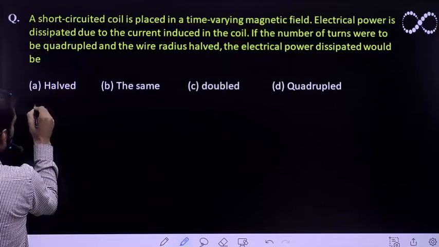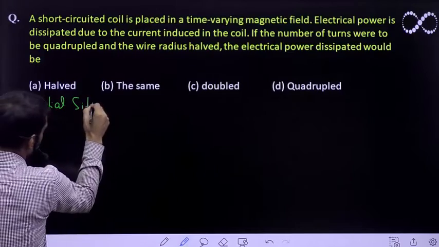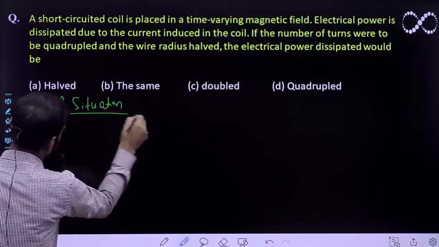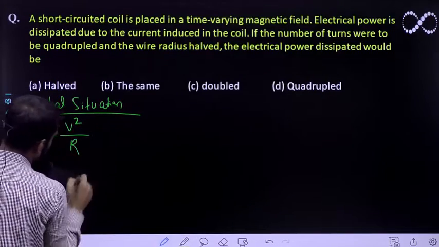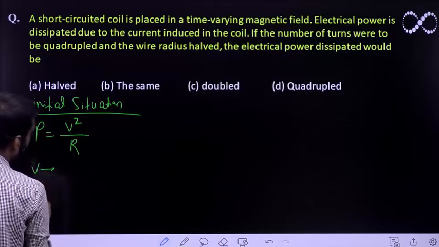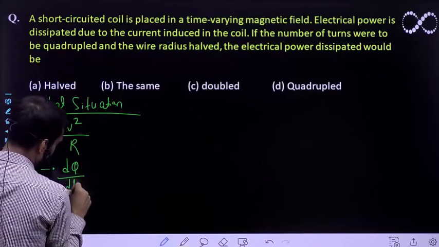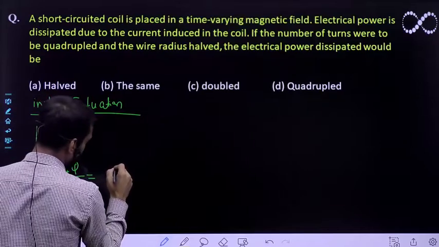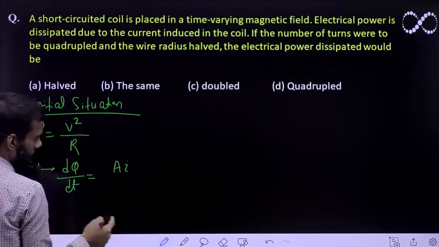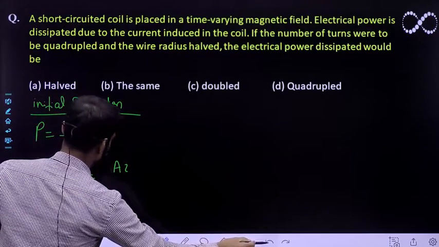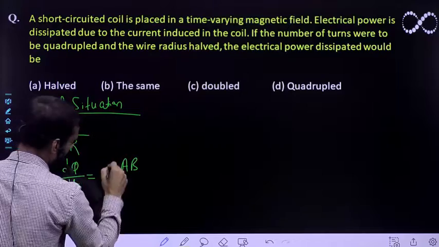Let's look at the initial situation, as you all know, the initial state. As you all know, power is equal to V squared upon R, where R is the resistance. So we see how much V will come. EMF induced will be d phi upon dt, and phi is equal to the flux, area into B, and total number of turns are N, so this will be the flux.